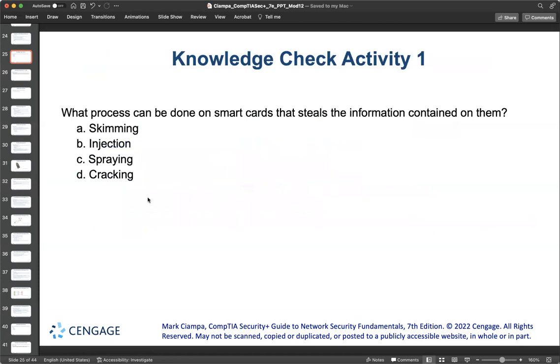So let's do a quick knowledge activity here. What process can be done on a smart card that steals the information contained on it?